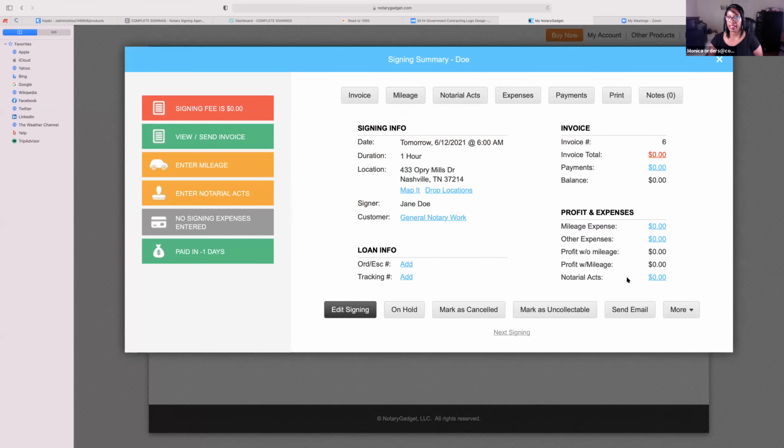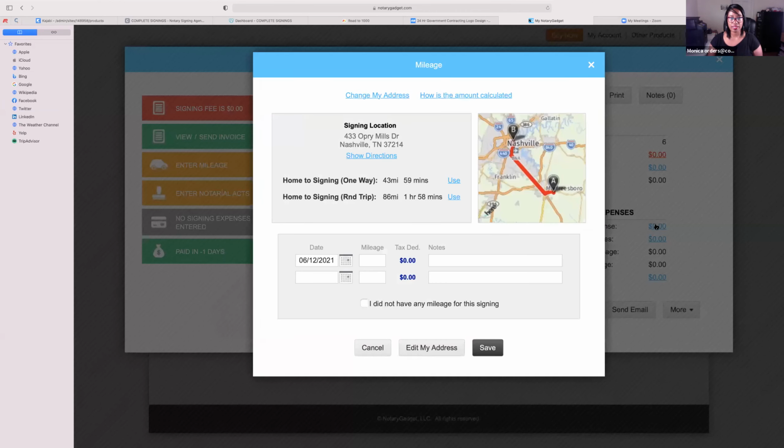And when you do that, this screen will pop up. It gives you some kind of like a little dashboard view of the signing. You can map it and do different stops along the way and what have you. But the only thing we really want to focus on for our purposes for this class and determining pricing is mileage expense. All right. So we're going to click on mileage expense. And if you'll notice, it'll pop up the actual location from where I am to the location where my signing is going to happen. And it will give you two options.